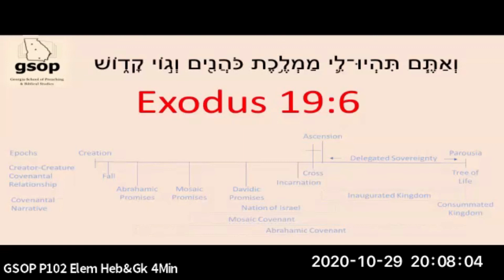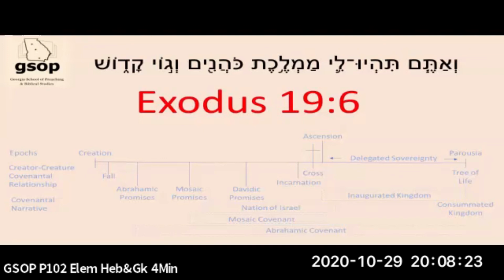So in Exodus 19, this is, of course, Moses at Mount Sinai. Verse 5 says, "Now then, if you indeed obey my voice and keep my commandments, then you shall be my own possession among all the peoples, for all the earth is mine." This is Moses speaking from God's word.